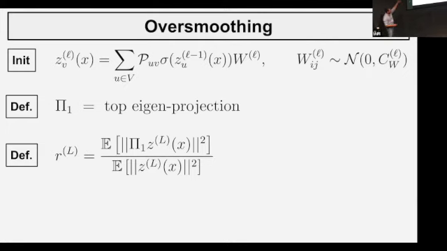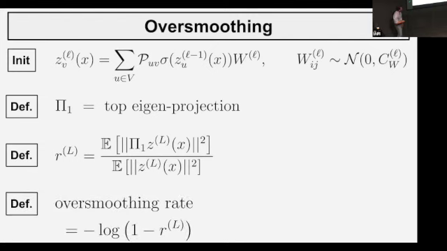Because this tends to converge exponentially to 1, as we'll see pretty soon, I'm going to measure it on the log scale. So I'm going to show you a plot with, on the x-axis, something called the oversmoothing rate. This just measures the difference between this oversmoothing ratio and 1 on the log scale.